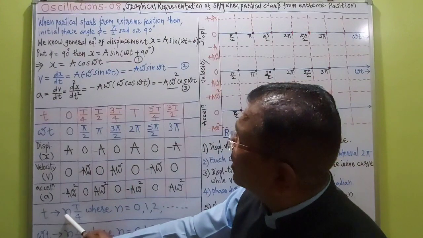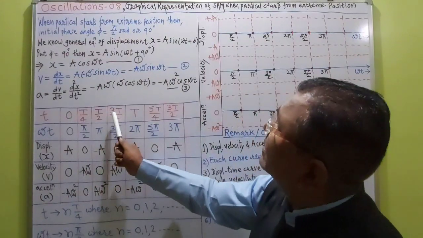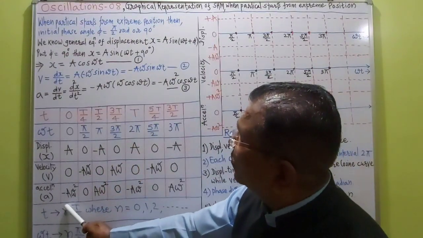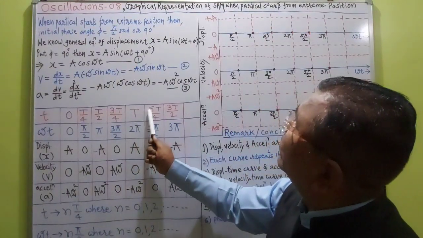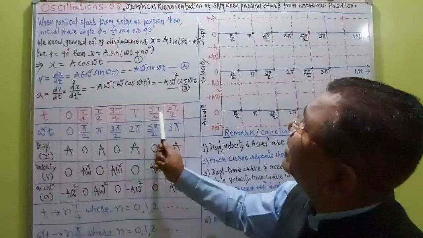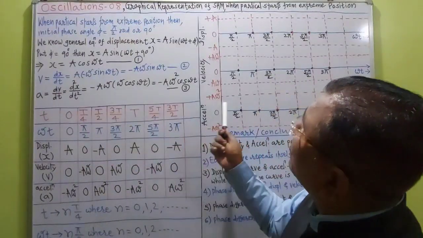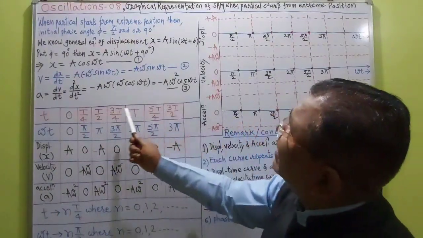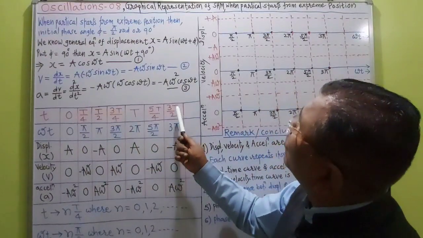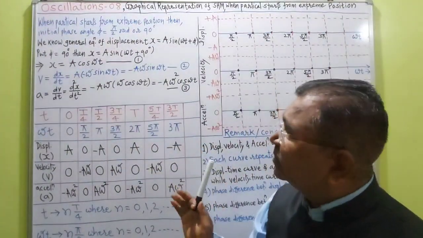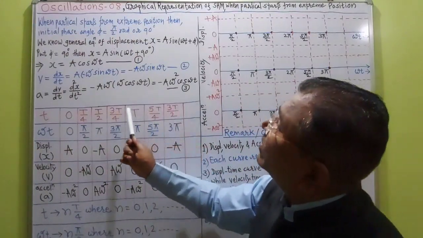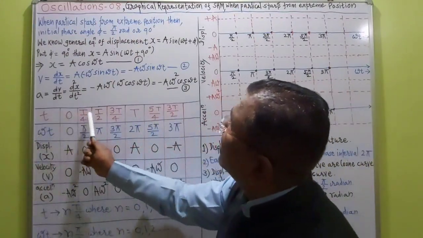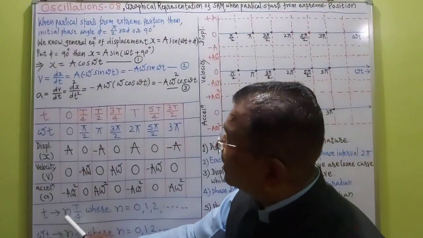Put n is equal to 3: 3 T by 4 as it is. Put n is equal to 4: 4 T by 4, 4 gets cancelled, you get T. And in this way, 5 T by 4, 3 T by 2. We can extend this row, but we have taken up to 3 T by 2. In this way, we can easily write this first row regarding time by remembering this hint.